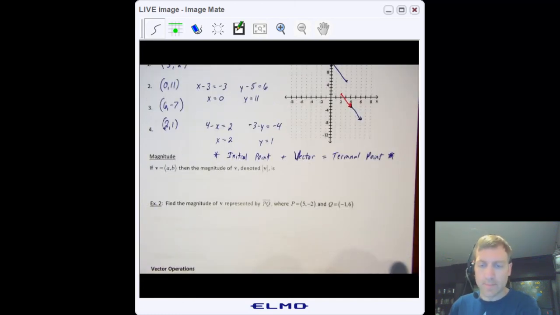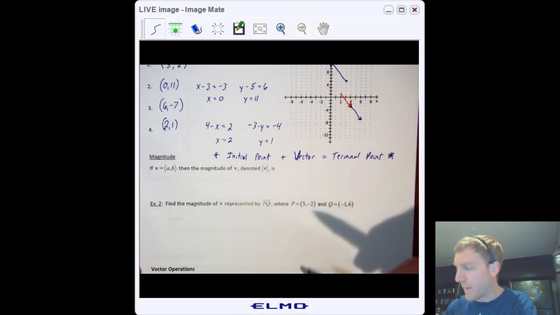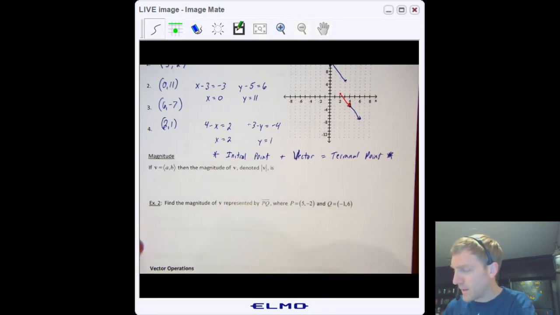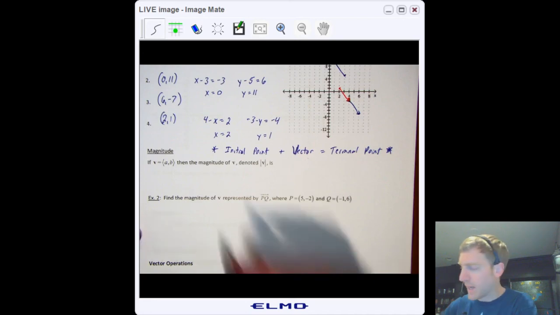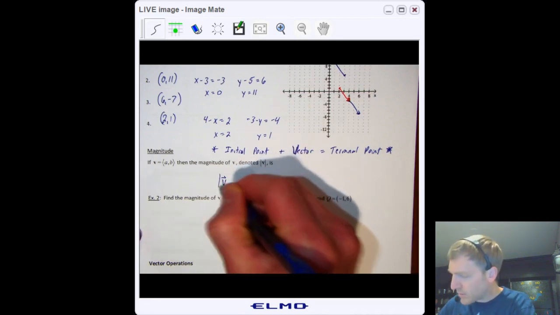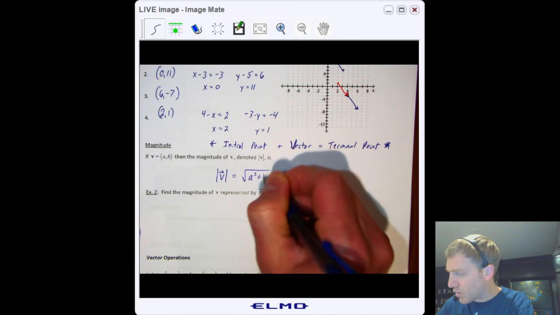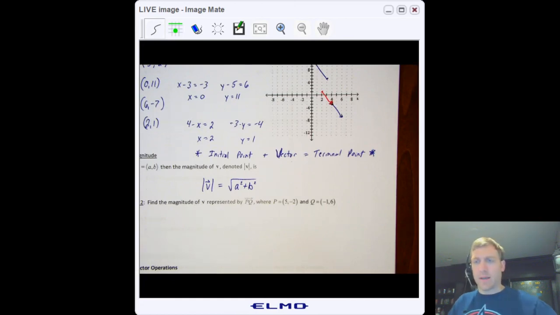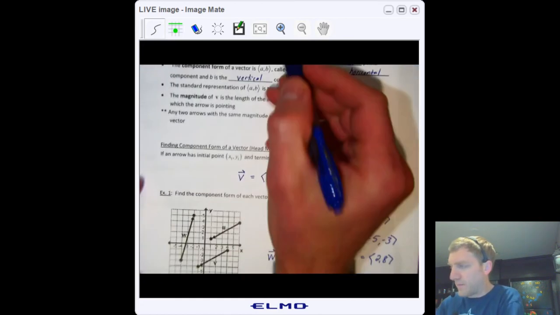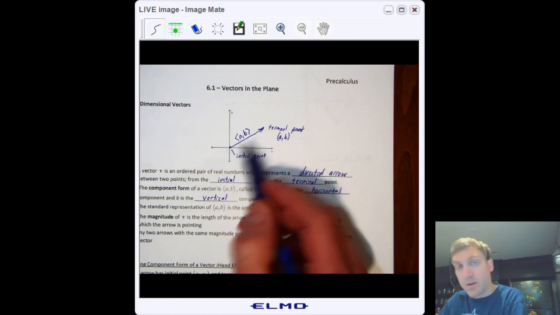Now let's find the magnitude. We said before that a vector is represented by two things, a magnitude and a direction angle. The magnitude of a vector is simply the length of the vector, and it's denoted with vertical bars around the v. This is pretty easy to get. You just use the Pythagorean theorem: the square root of a squared plus b squared. If you think back to our first example and draw a vector, you have a right triangle. This distance is a, this distance is b, so I can use the Pythagorean theorem to find this distance. So the magnitude just comes from the Pythagorean theorem.